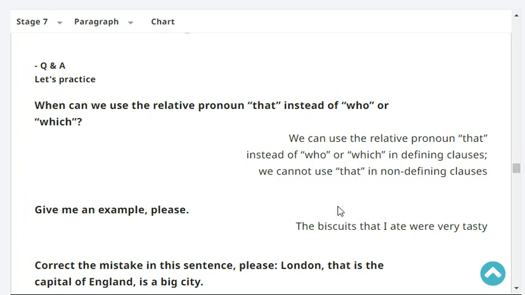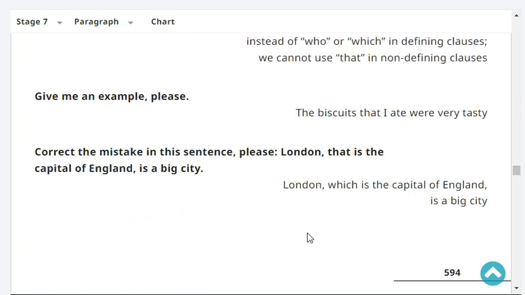When can we use the relative pronoun that instead of who or which? We can use the relative pronoun that instead of who or which in defining clauses. We cannot use that in non-defining clauses. Give me an example, please. The biscuits that I ate were very tasty. Very good.